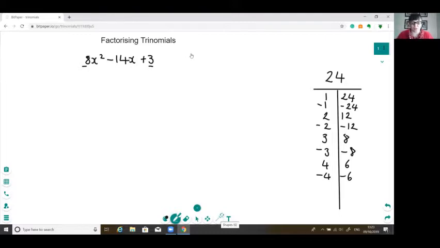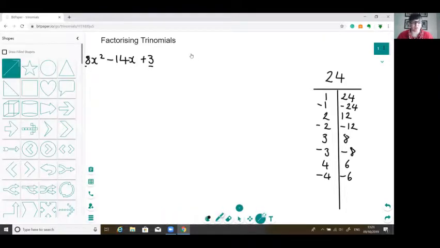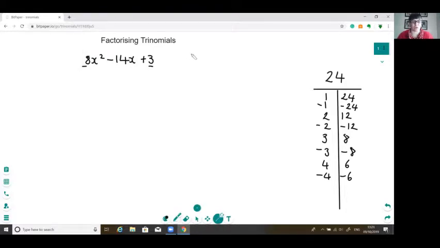Now, the first thing we can do just to make life easier for ourselves is spread this out. Okay, so I'm going to give us a bit more space and move these over here. If we pop our 8x squared here and our plus 3 over here, that gives us a bit of space to think about this negative 14x in the middle.